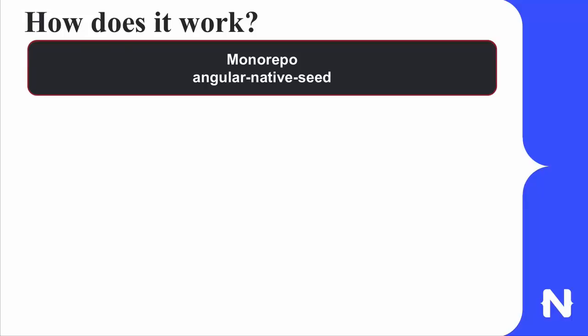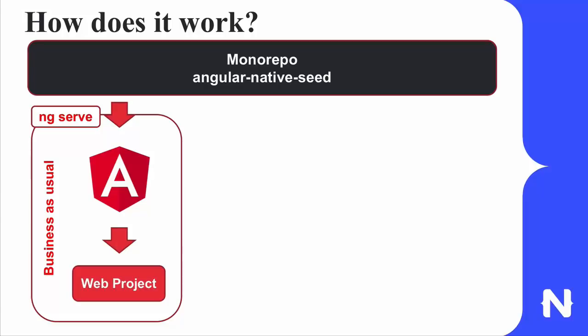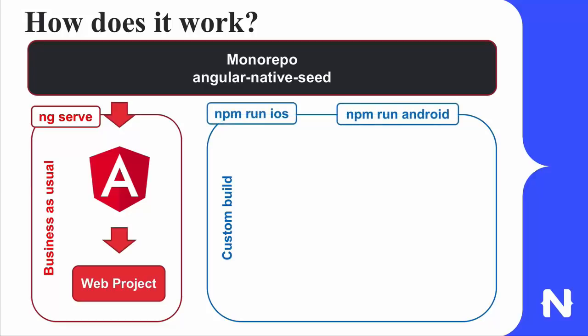So the way it works, it has its own build system. So if you want to build a web application, it's business as usual. You just call ng serve, and then that calls Angular CLI, and you get a web project as a result. If you want to build a NativeScript application, then this specific monorepo has its own build process. So you run npm run iOS or npm run Android, and then this will execute in two steps.